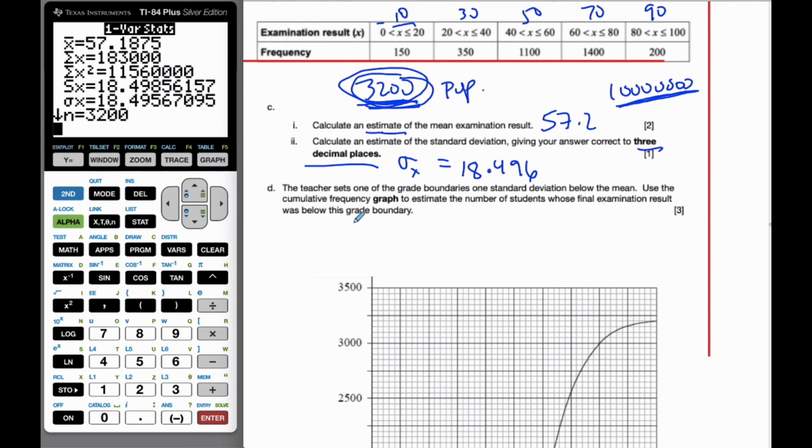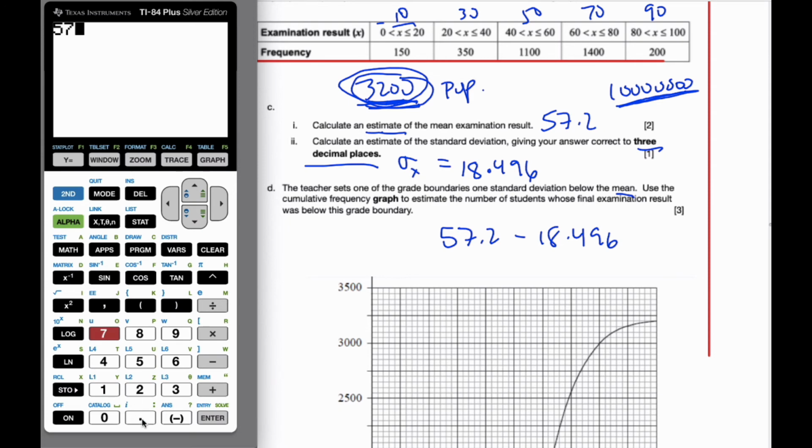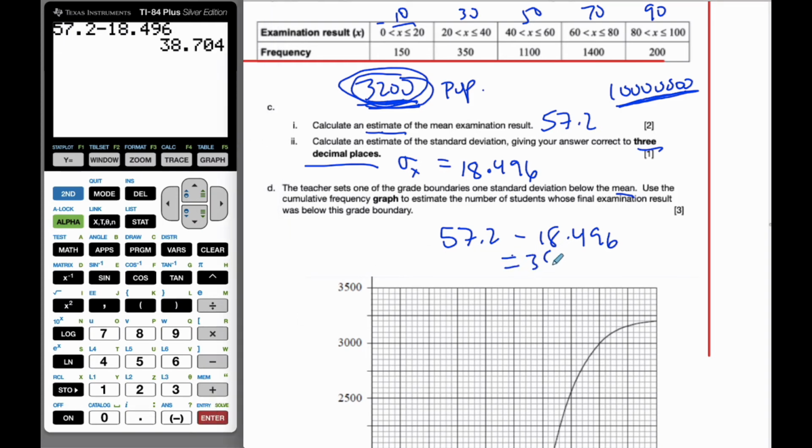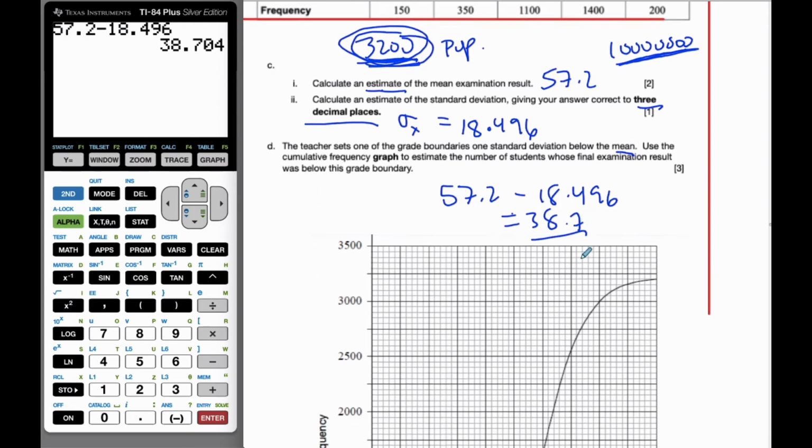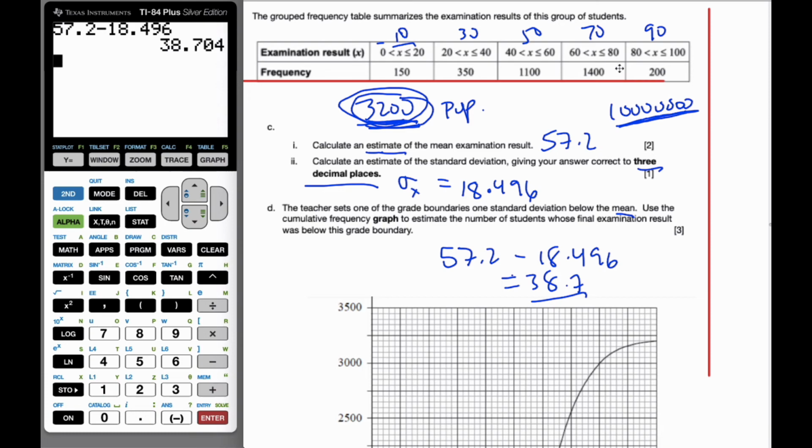So in D part it says the teacher sets one of the grade boundaries one standard deviation below the mean. So below the mean is going to be 57.2 minus 18.496. So if I go 57.2 minus the 18.496, I get 38.7. So this is the score that I obtained, 38.7.